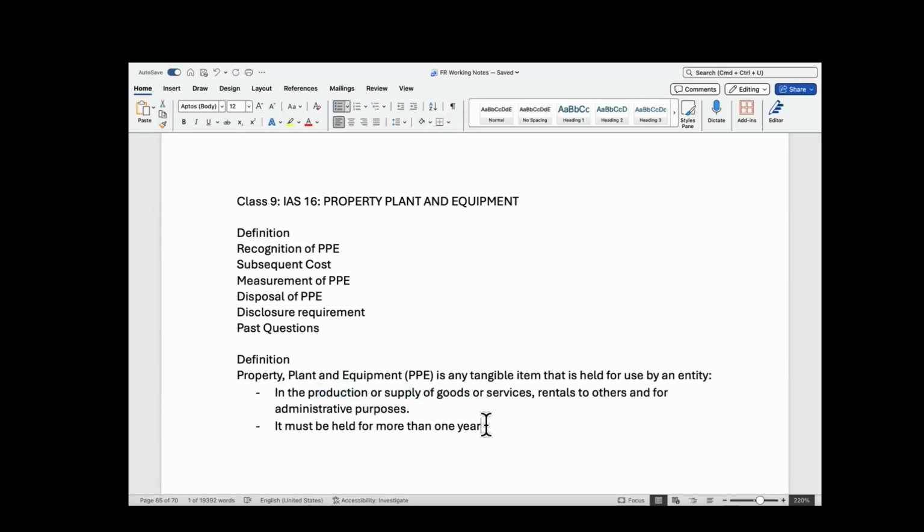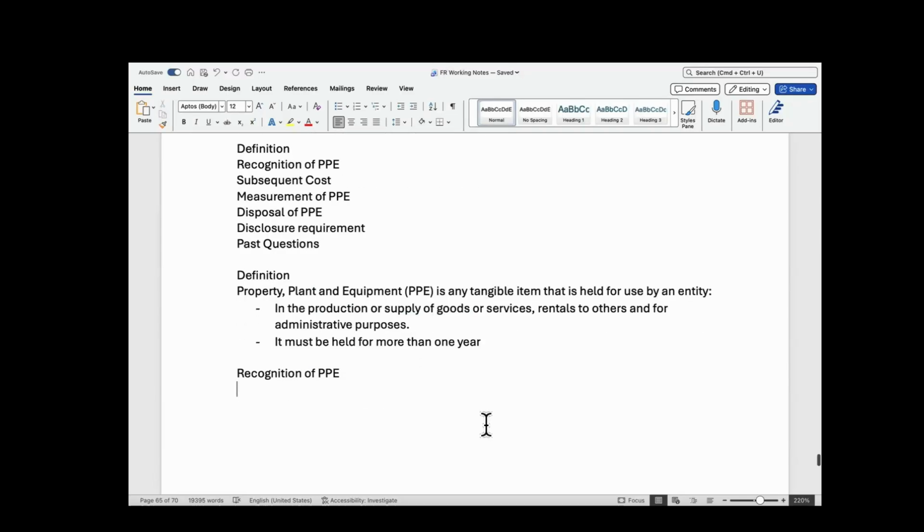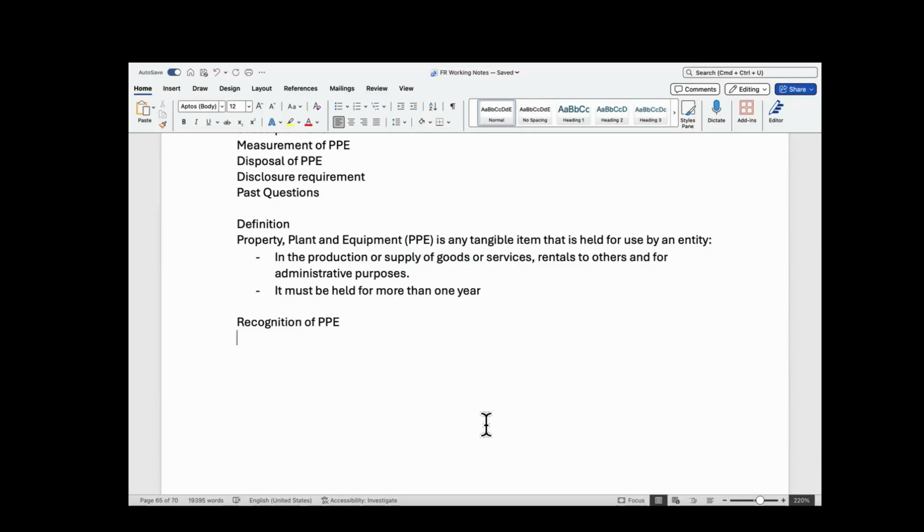Now, having seen this definition, the second thing then becomes, how do we then recognize PPE? When I say recognition, as far as any standard is concerned, we are talking about recording of that item in our books. Before you can recognize PPE in our books, you need to meet two criteria. Two criteria must be met. And what are those two criteria for recognizing PPE in the books? Number one is that it must be probable.